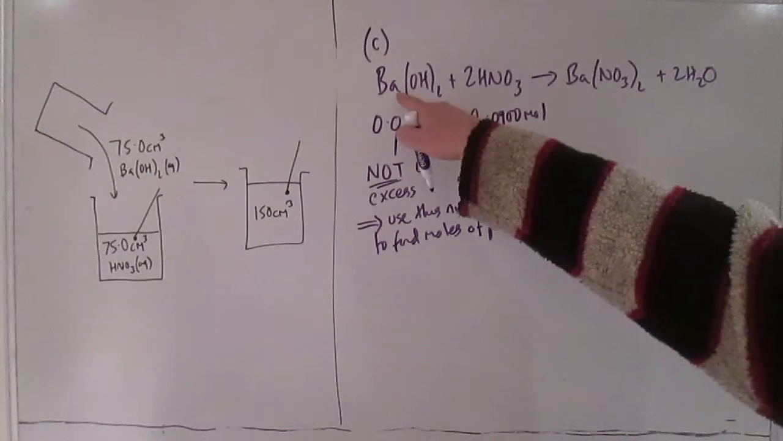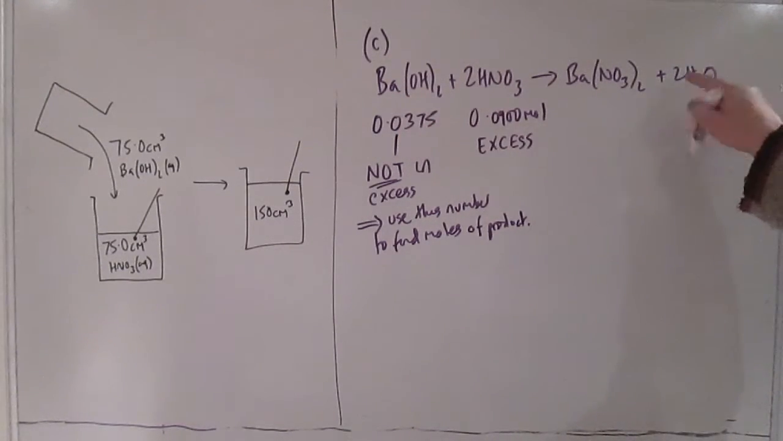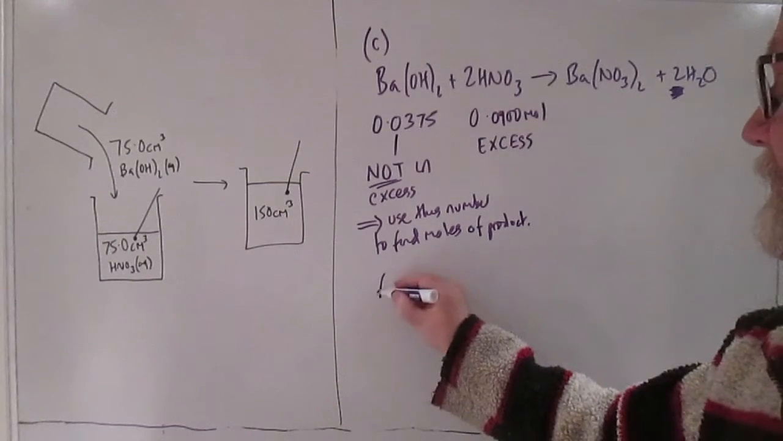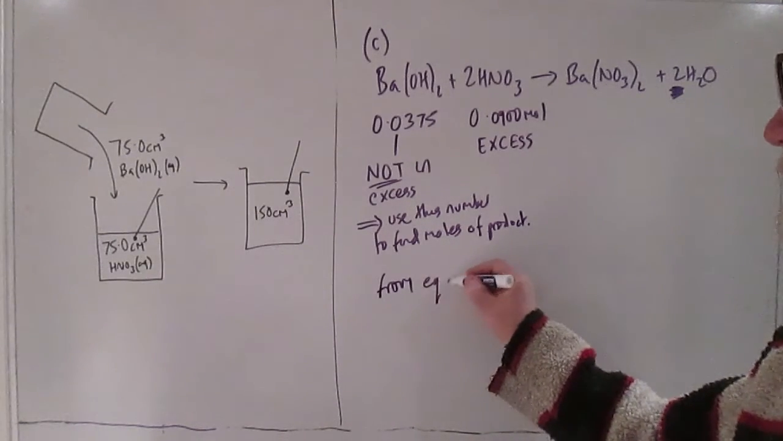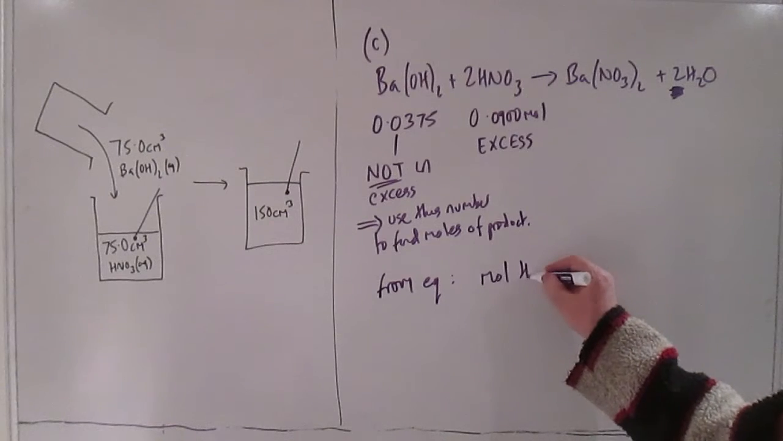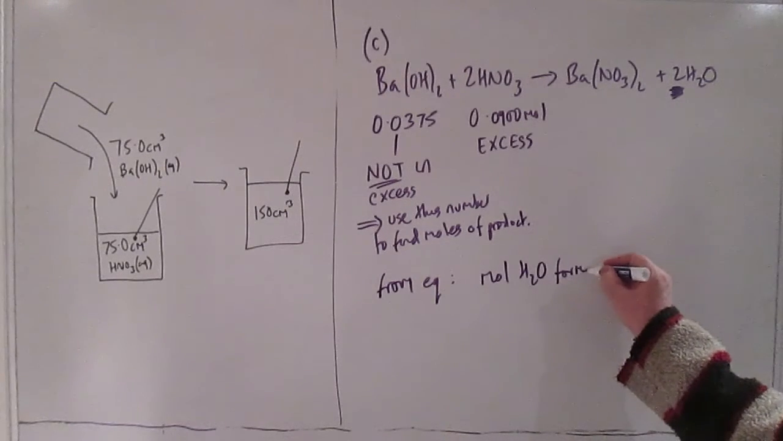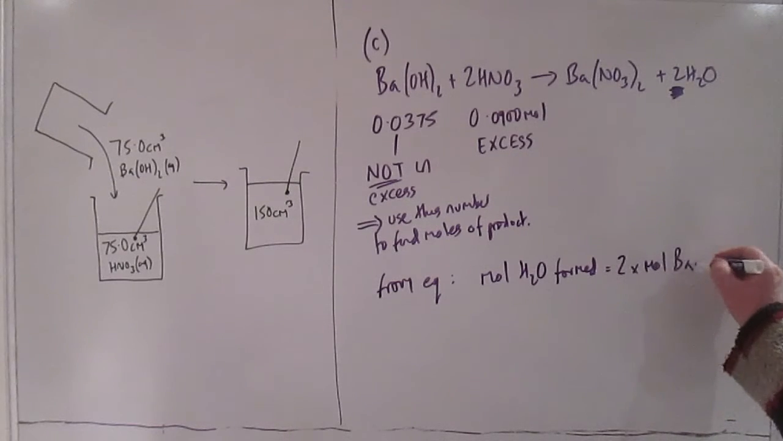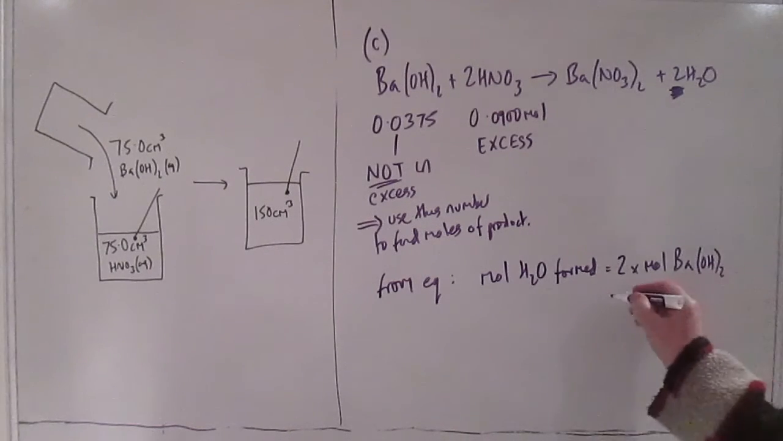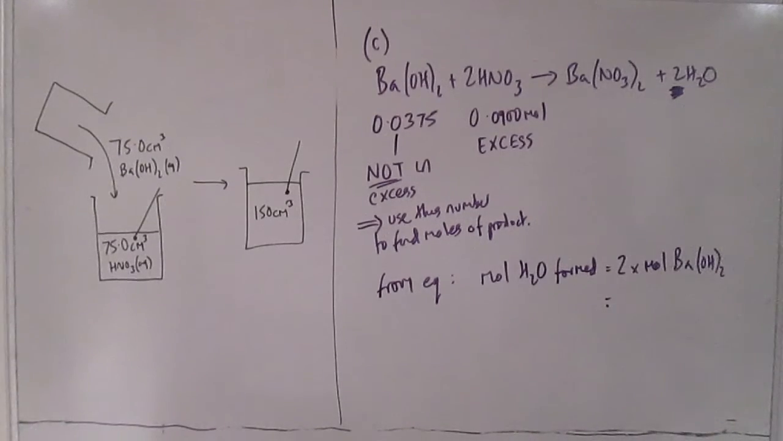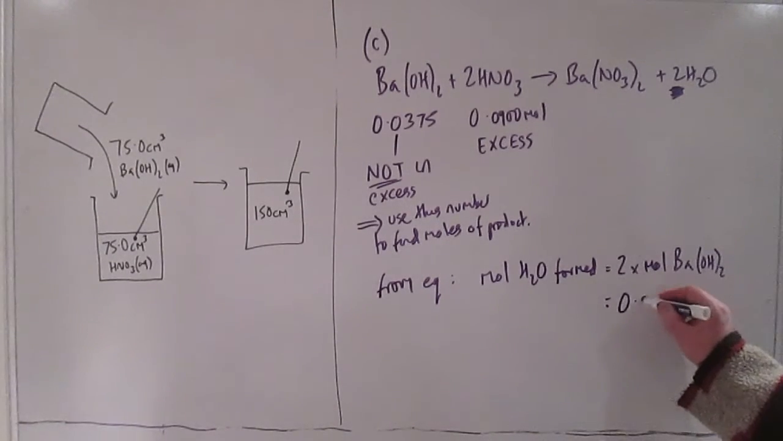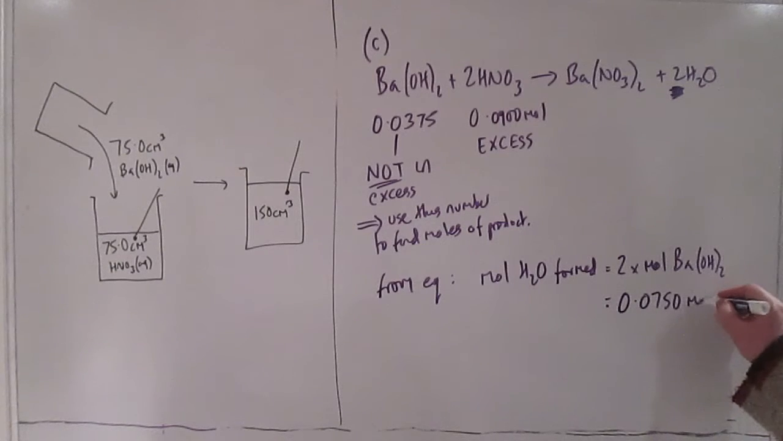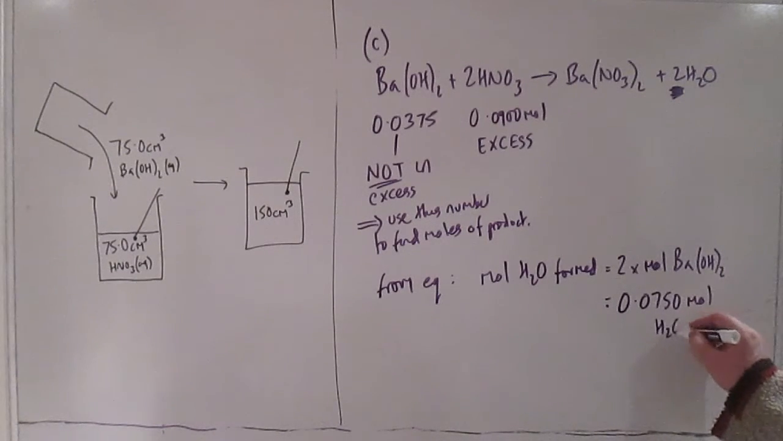And the equation says that the moles of water, because of that 2, are twice as many as the moles of barium hydroxide. Okay, so from the equation, moles of water formed in the reaction are 2 times the moles of barium hydroxide, and 2 times 0.0375 is 0.0750 moles of H2O.